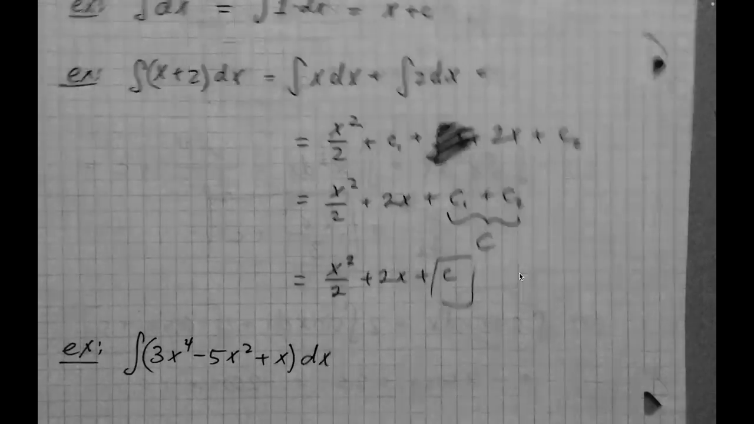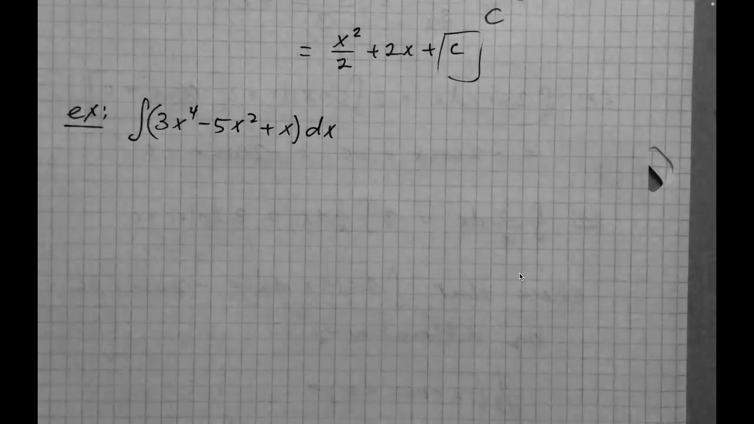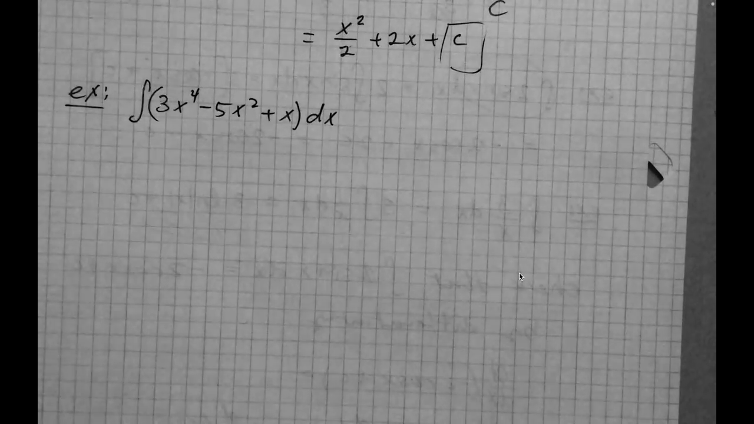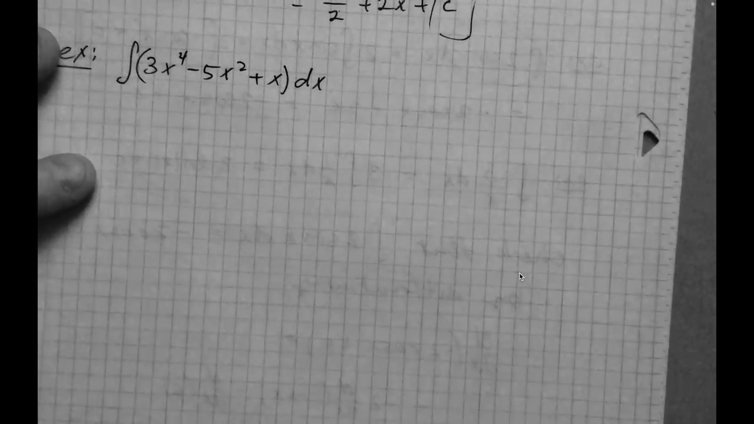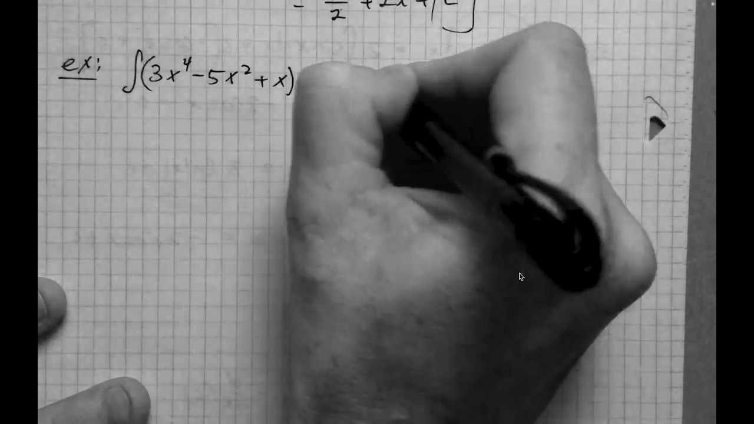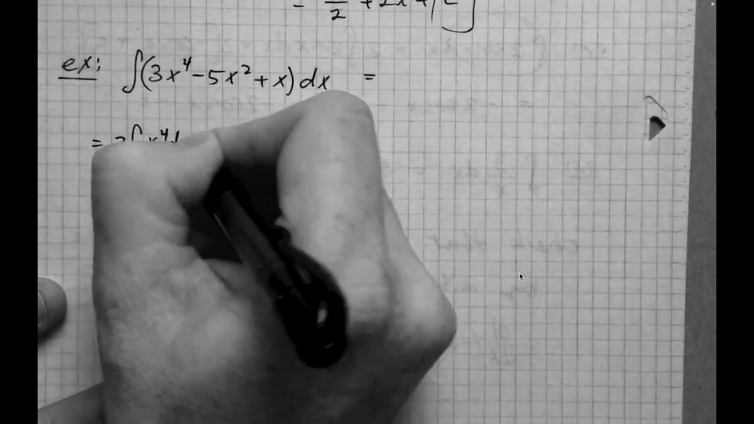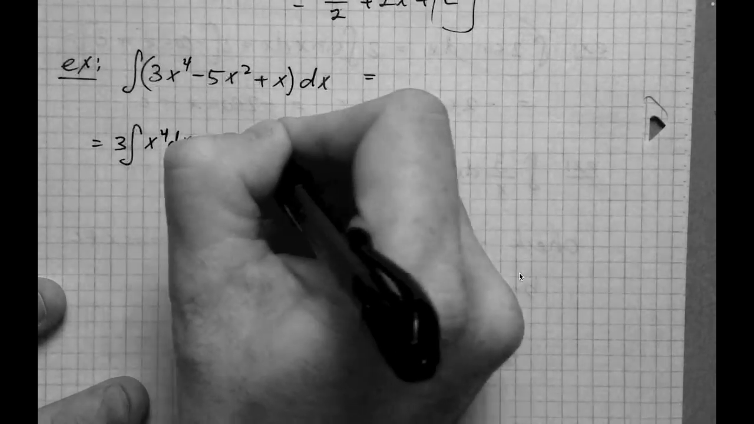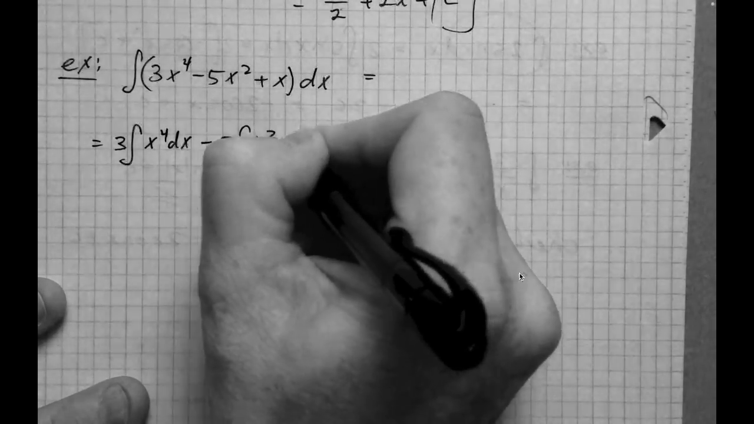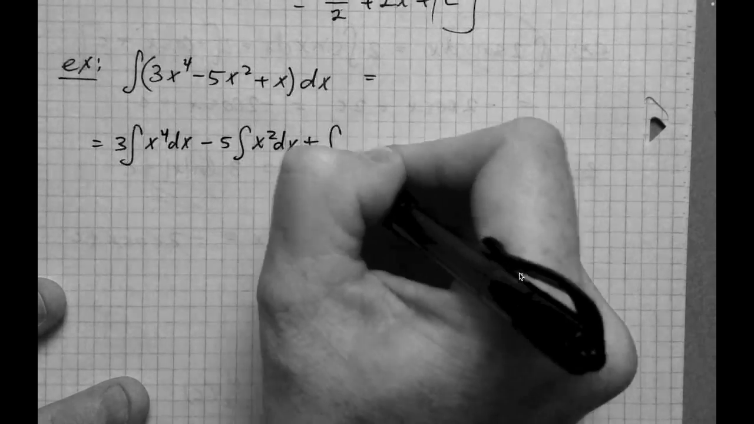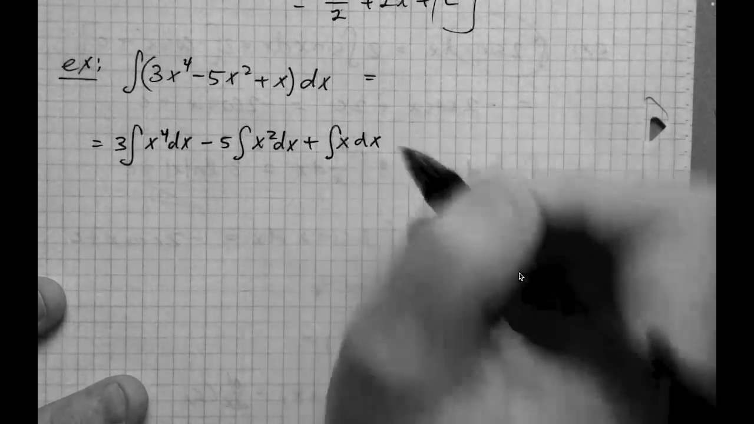Okay, similar to what we just did, right? It's going to be very similar. You can break this up into 3 different integrals. And so it'd be 3 times the integral of x to the fourth, minus 5 times the integral of x squared, plus the integral of x.